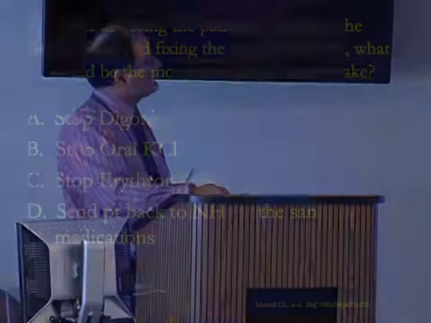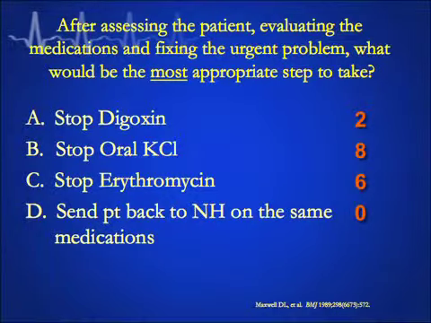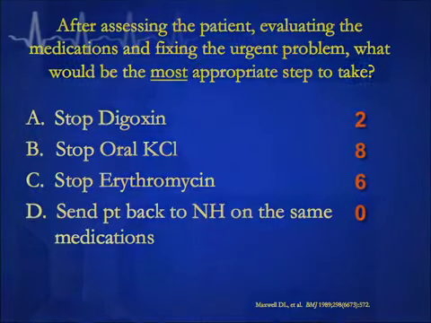I think the way the question is worded, they ask what's the next thing that you do. You could stop the erythromycin, but they're already digitalis toxic, so you wouldn't want to give them further. Most appropriate step: you can stop the erythromycin, but if you keep giving them digoxin and they're still digitalis toxic, that would also be a problem. But you'd say you should take, evaluating the medication and fixing the urgent problem.